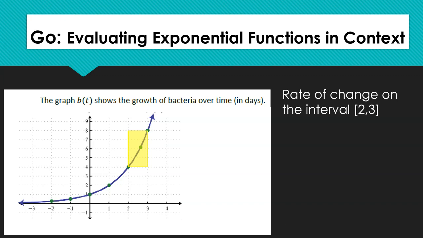We see that the part of the function represented by this interval is from the point 2, 4 to the point 3, 8. The rate of change would be the slope of the line that connects those 2 points. When we divide the difference of the y values by the difference of the x values, we find that the rate of change for this interval is 4.